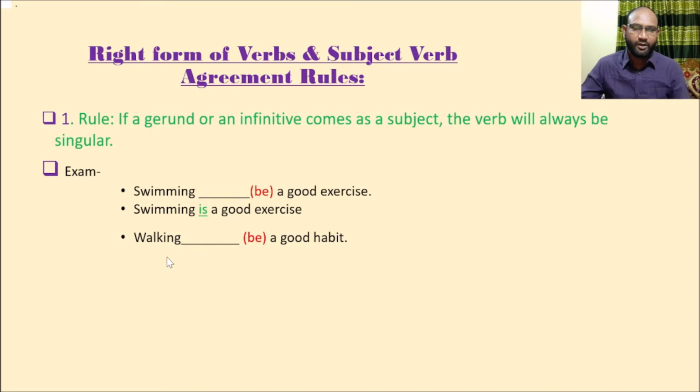Next one, walking. The same as gerund, also walking. After gerund, we will use a singular verb. Here the word in the bracket has been given: be, a good habit. Look at the screen, please. Here is a solution. Walking is a good habit. We know be equals am, is, or was, were, and so we will use here after walking a singular form of verb, and so we have used here is. Walking is a good habit.